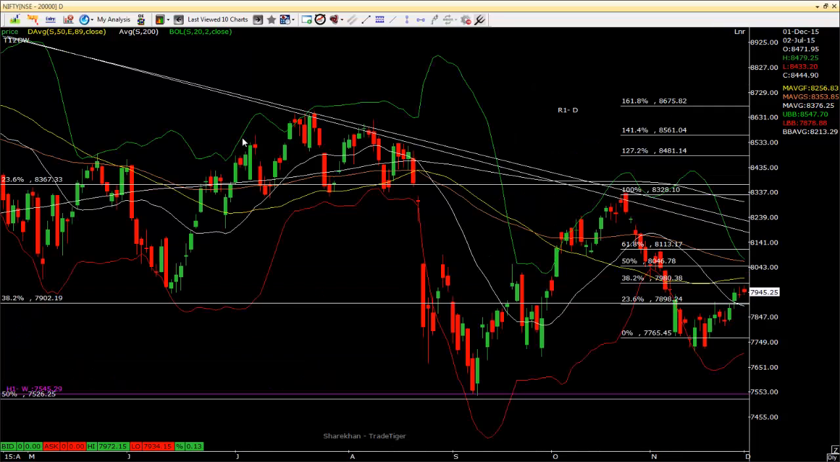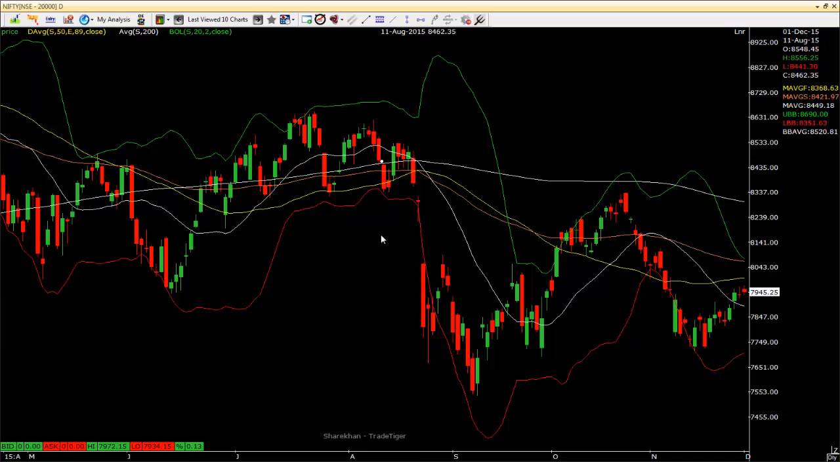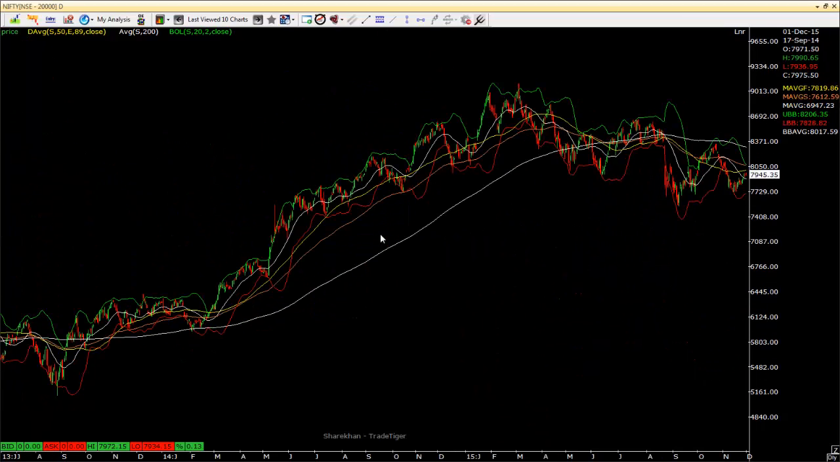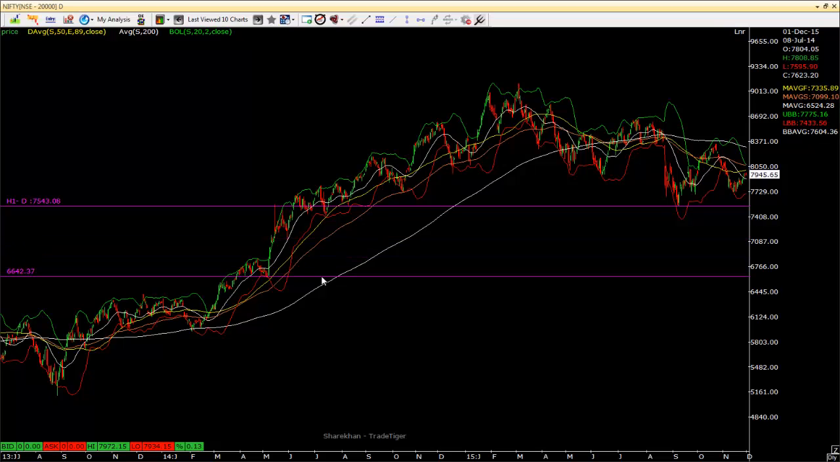Okay, the daily chart. Let me remove all the tools for you so you have a clear picture of what's going on. So on the daily chart, yes, December is up. Then if we break this down, 7550, from 7550, we'll come here, or probably here, 6000. I don't see any other area where the market may find support.